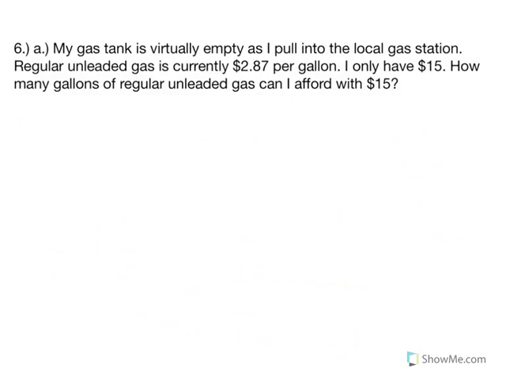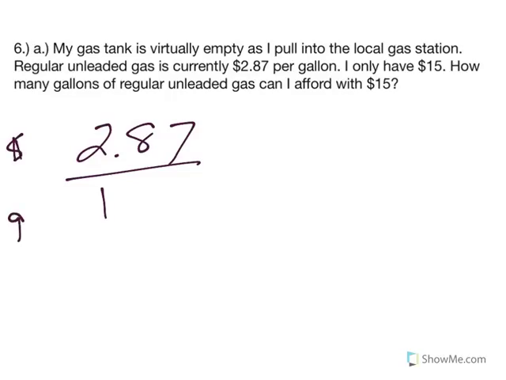in 2010. Number 6. My gas tank is virtually empty as I pull into the local gas station. Regular gas is $2.87 per gallon. I've got $15. How many gallons can I buy? And we're going to round to 2 decimal places. So if I have $15, and I'm going to divide it by 2.87, right, because that's 1 gallon. You know what? Let's go ahead and set this up like a proportion. $2.87 buys you 1 gallon of gas.